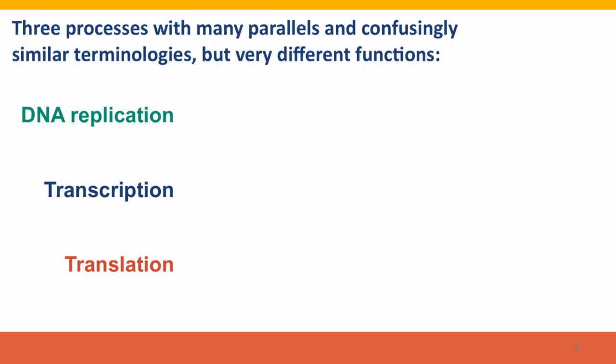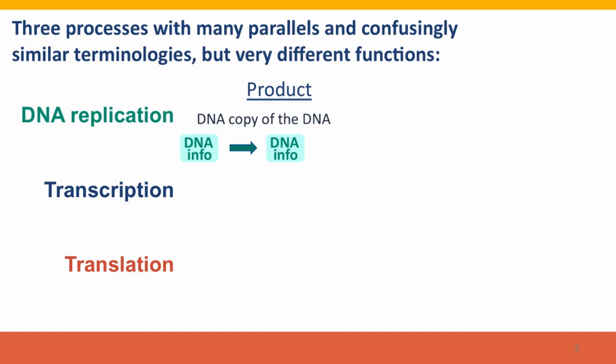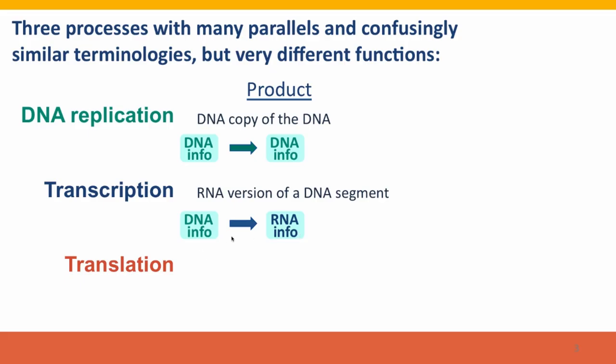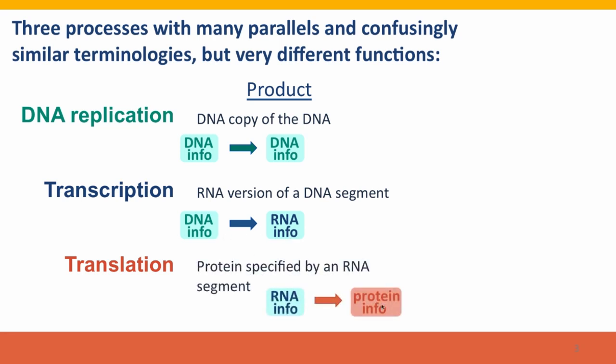Now, we're talking about 3 processes, potentially confusing, but different in very important ways. DNA replication makes a DNA copy of the DNA. Transcription takes the DNA information and turns it into an RNA version with RNA information. Still nucleotides, just slightly different ones without an extra oxygen and with a U instead of a T. Translation takes the information in RNA, turns it into information in protein.